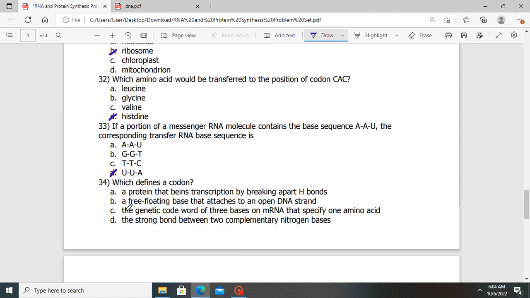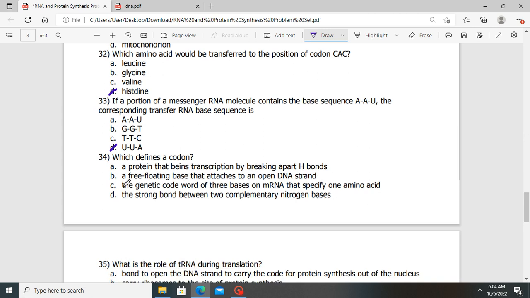34. Which defines a codon? So which of these is the definition of a codon? Well, a codon is a protein that binds a protein that is being transcribed by breaking part of hydrogen bonds. Is false. A free floating base that attaches to an open DNA strand. Is false. A genetic code word of 3 bases on messenger RNA that specifies one amino acid.